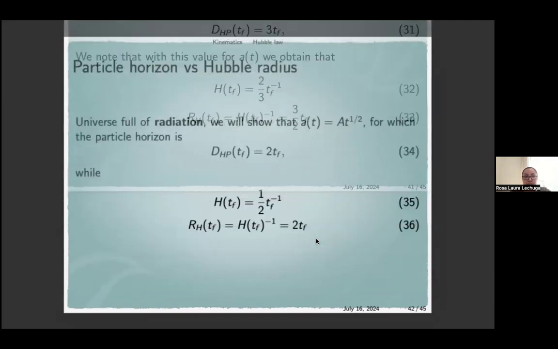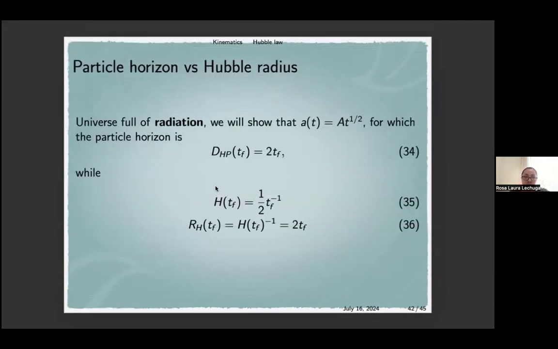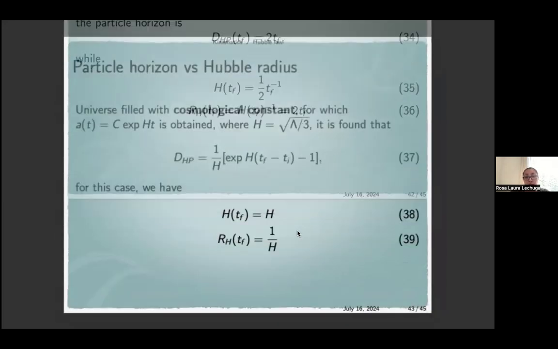Now, if you consider radiation, if the universe is full of radiation, from the Friedmann equations you get this form for A. For the particle horizon, you take the inverse of this quantity and integrate over time, and you get this expression when you multiply by the factor of A. And you can also do it for the Hubble radius, first computing the Hubble factor.